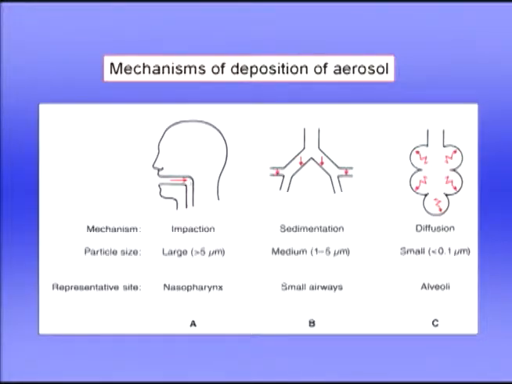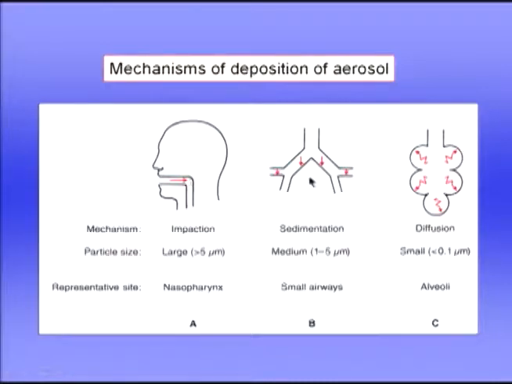The larger particles, say larger than 5 microns or so in size, largely deposit by what's called impaction. As the particles are inhaled, they have to turn sharp corners and they run off the road, as it were, like a sports car going around a corner too fast, and they impact on the moist mucous membranes. They're then trapped and they're removed from the system that way. And that's very important in the nasopharynx.